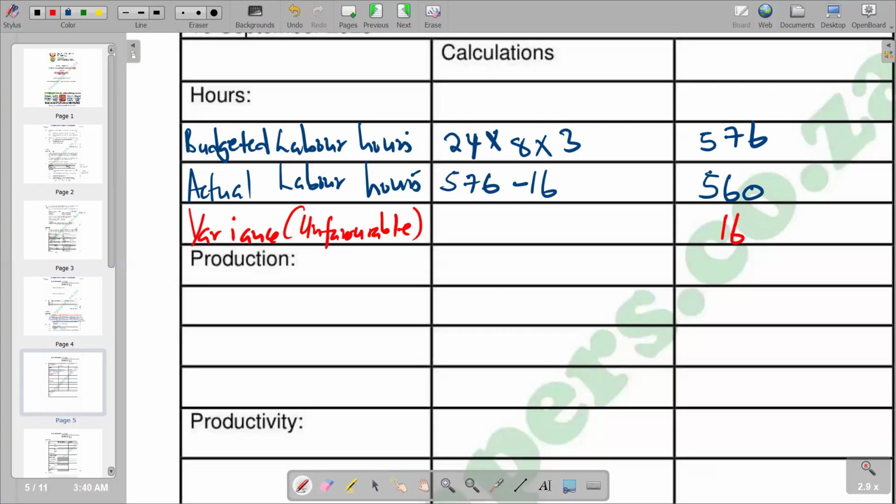And then you go to the next part, which is now on production. So we are going to compare budgeted production with actual production.